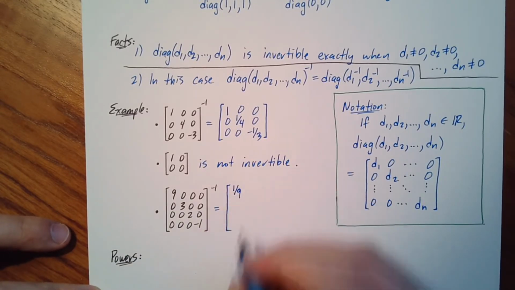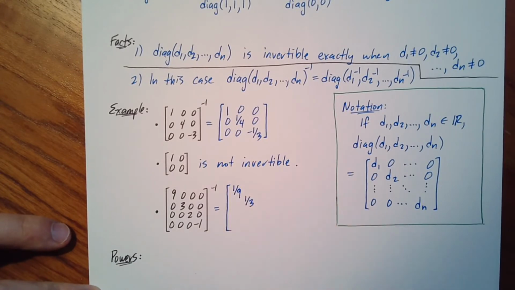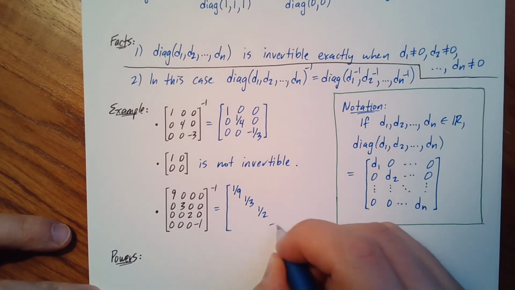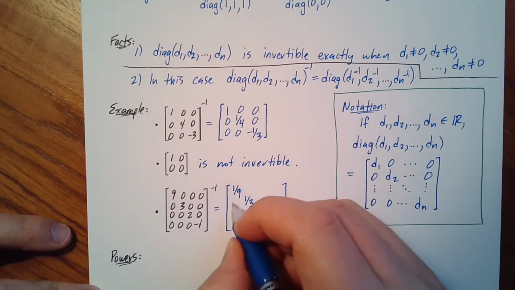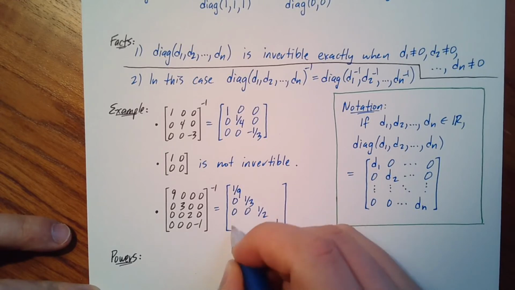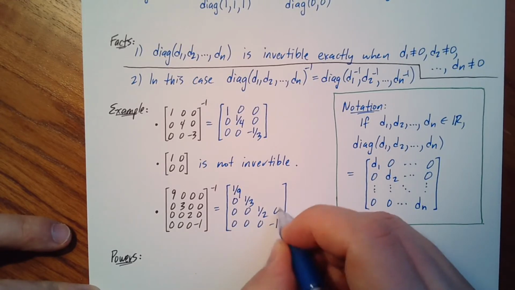So we got 1/9, 1/3, 1/2. And what's the reciprocal of -1? 1 over -1 is just -1. So actually, -1 is its own reciprocal. And then again, we're going to put zeros everywhere else.